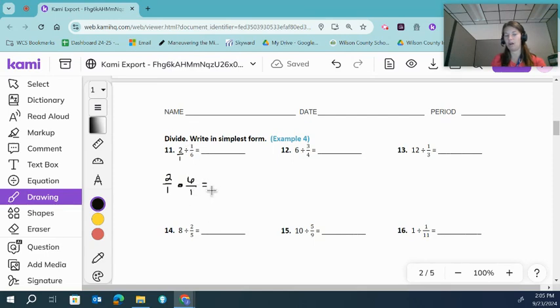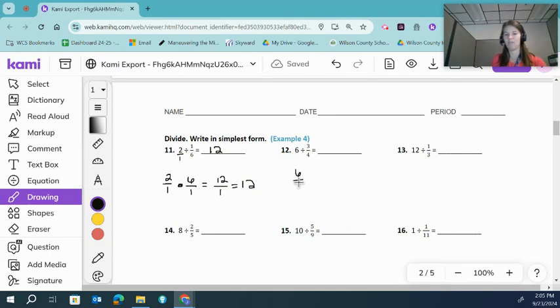1/6, which is 6/1. So here I have 2 times 6 is 12, 1 times 1 is 1, so this is 12. So 2 divided by 1/6 is 12. It just means if I take 12 and I cut it into little pieces of 1/6, I'm going to have 12 of them. So let's take a look at this next one here.